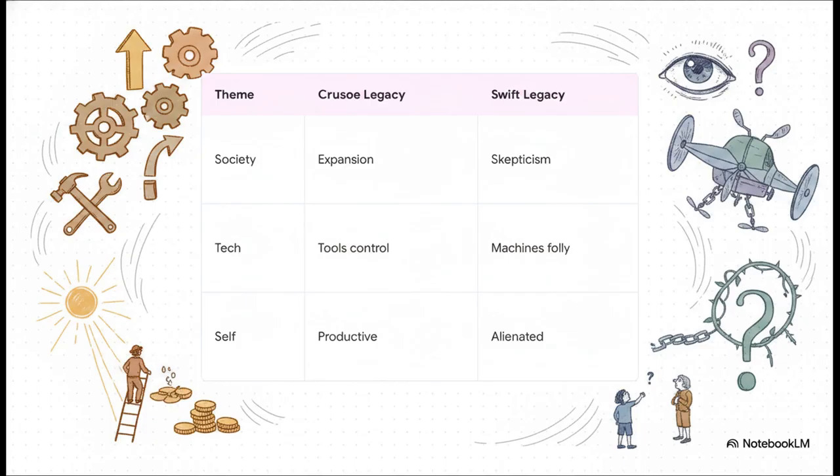We are completely obsessed with unending economic expansion, individual productivity, and the firm belief that our tools guarantee control. But at the very same time, we are increasingly haunted by Swift's legacy. We feel this profound sense of alienation, we hold deep skepticism toward our political institutions, and we constantly worry that our rapid technological progress, much like those automatic writing machines in Legato, is actually just driving us straight toward folly.